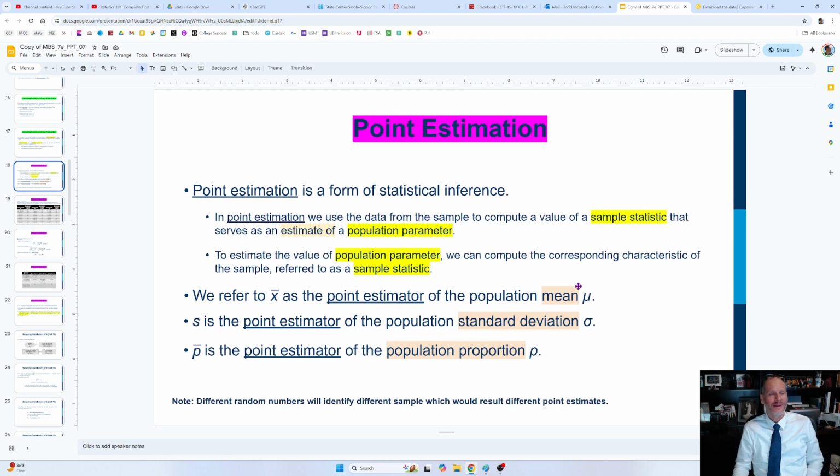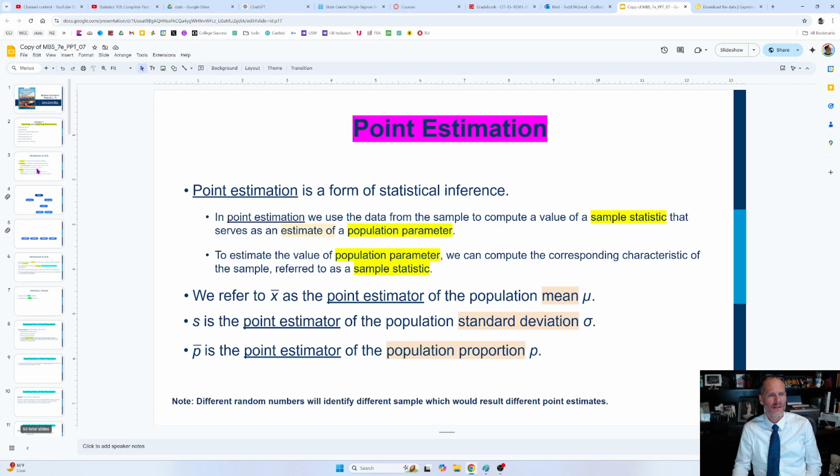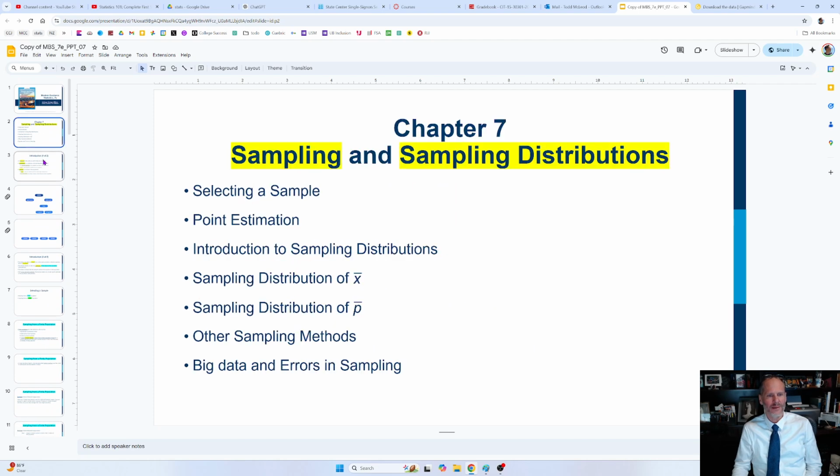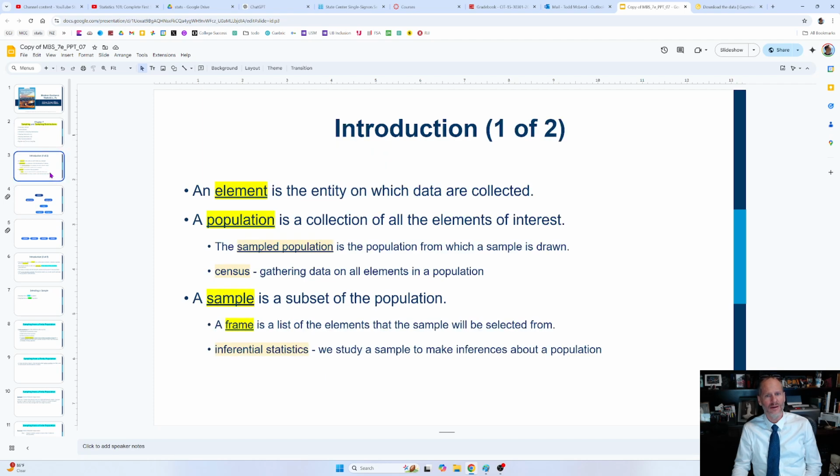Here we go. We're going to learn about point estimation. What we've learned about so far is sampling and sampling distribution, and some terminology. Element is the entity on which data is collected. Population is all of the elements of interest for what we want to collect data about. The sampled population is the population that we actually sample when we do a sample. But if we do the whole population, we do a census.